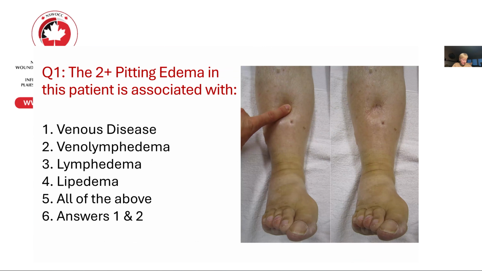Okay, Dr. Sibbald. Right. The 2+ pitting edema in this patient is associated with venous disease, venolymphedema, lymphedema, lipedema. All of the above are answers 1 and 2.